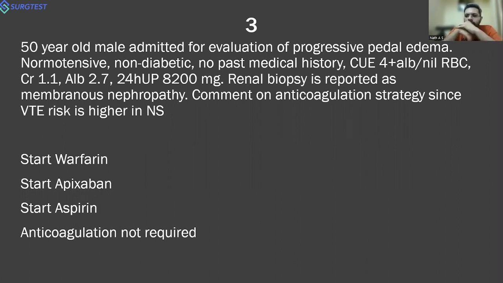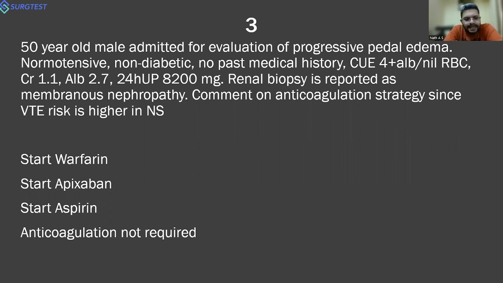For males, up to 1.2 is good. Albumin is 2.7, which means it's low by any method. And the 24-hour urine protein is 8 gram. Renal biopsy is reported as membranous nephropathy. So, what is your comment on anticoagulation strategy, because the venous thromboembolism risk is higher in nephrotic syndrome and more so in membranous nephropathy, isn't it? So, what is your comment?